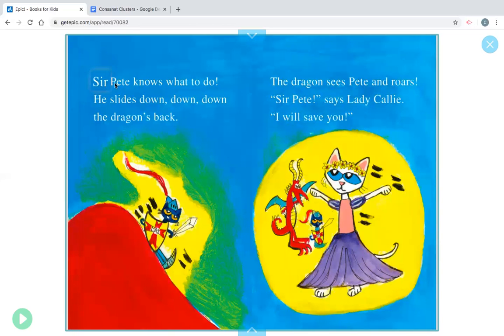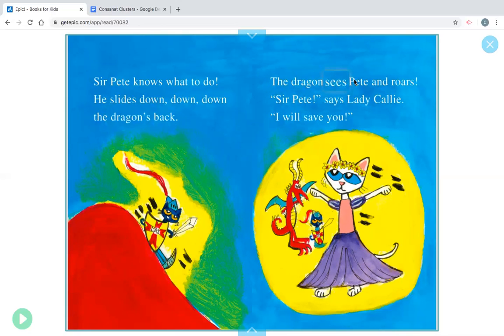Sir Pete knows what to do. He slides down, down, down the dragon's back. I found it. Dragons again. Oh man, we have six words that start with that consonant cluster DR. I think maybe there's more DRs in this book so far.